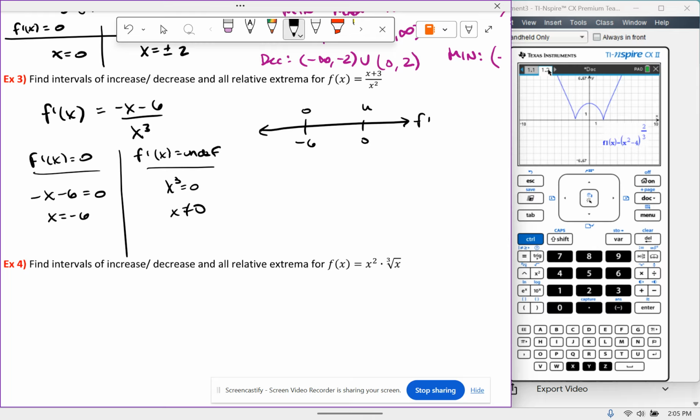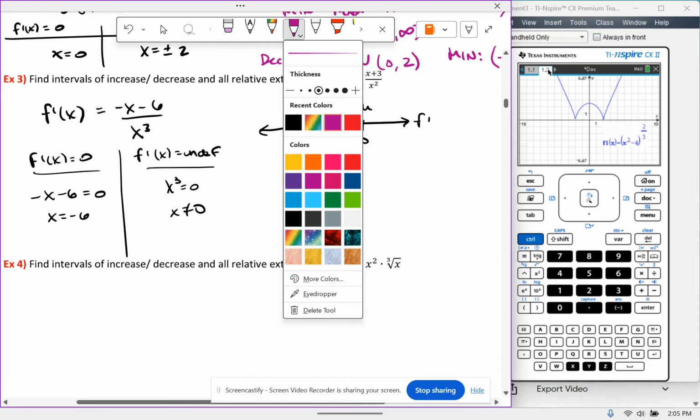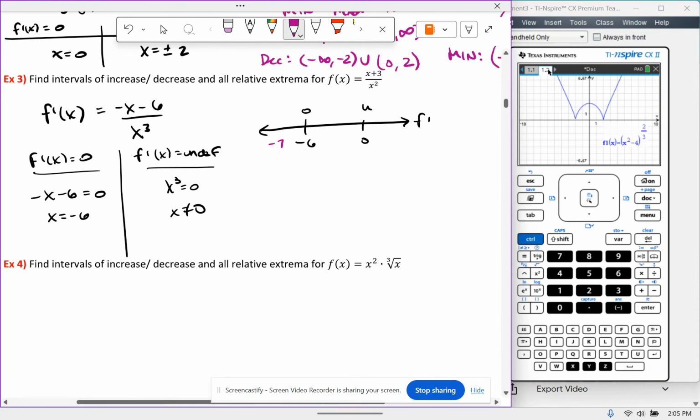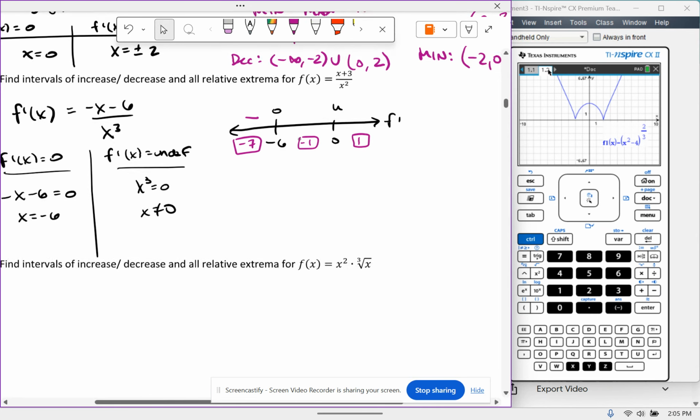Okay, so what I'm going to want to do is test the sign of the first derivative on either side of this guy. So -7, -1, and 1. All right, so -7, +7 minus 6 is going to give me a +1, and he's cubed, so he's negative. And then -1, so it's going to be a negative over a negative, so positive. And then 1 minus 6, negative, positive, negative. All right, so I have negative, positive, negative.